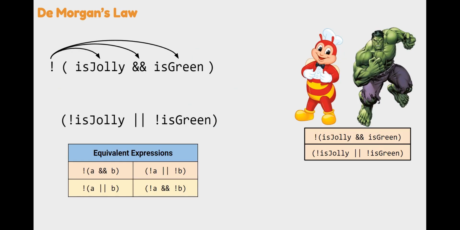How we move from one of those expressions to the other equivalent expression is if we have the not operator on the outside, the not operator gets distributed in and negates each part. So not is jolly becomes not is jolly. Not and becomes or, and not is green becomes not is green. And that is how we create those two equivalent expressions.